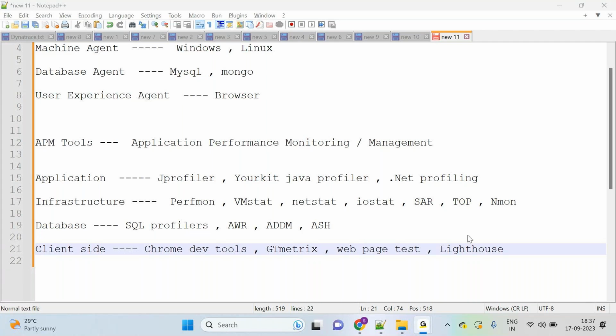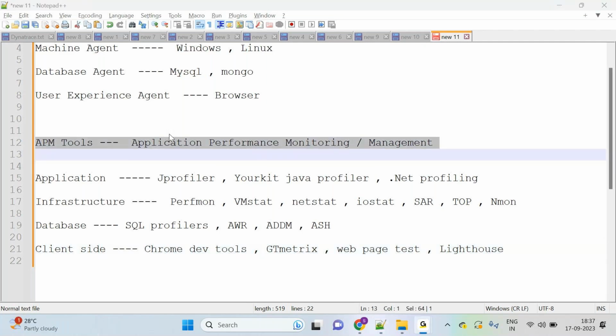The answer to those questions is yes, we can use APM tools, because APM tools have end-to-end monitoring capability. Client side you can monitor, server side you can monitor, DB side you can monitor, infrastructure side you can monitor, network you can monitor. Everything you can monitor using the APM tools. That is the reason I'm saying the importance of learning an APM tool.